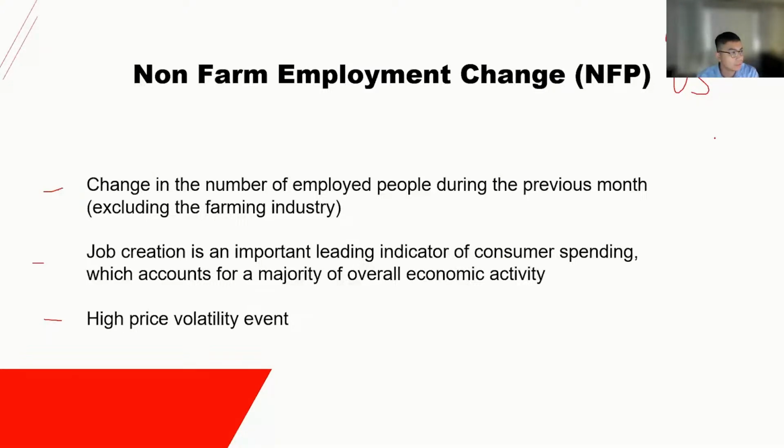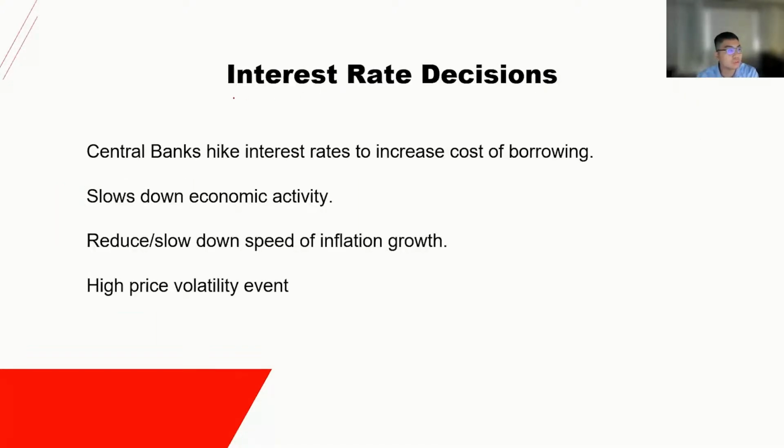Okay, next. Moving on towards interest rate decisions. So central banks hike interest rates to increase the cost of borrowing. It slows down economic activity. These are the main important points only. Please screenshot it down. It reduces or slows down the speed of inflation, and is also a high price volatility event.